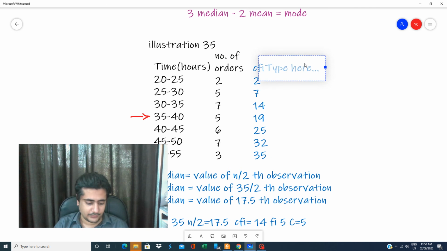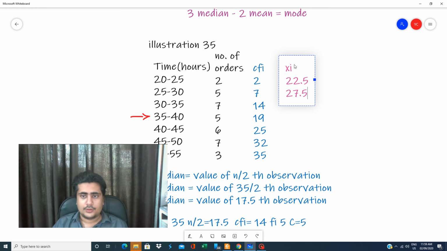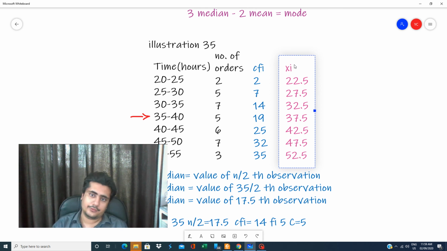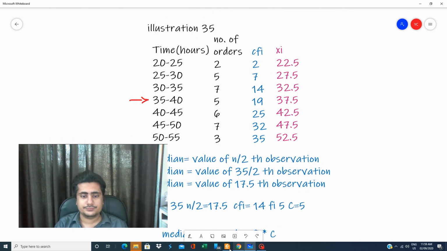Then what will we do, sir? Obviously, we'll find the xi. So how will we find the xi? It's 22.5, 27.5, 32.5, 37.5, 42.5, 47.5, 52.5. Then fi.